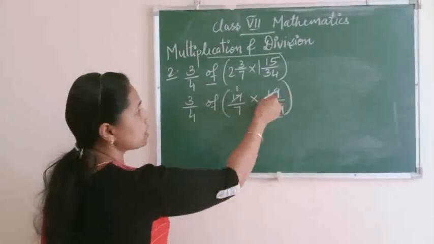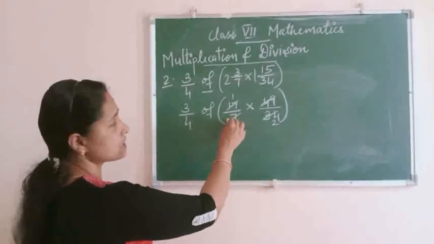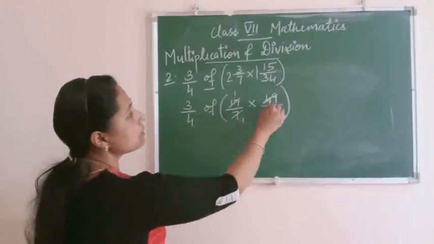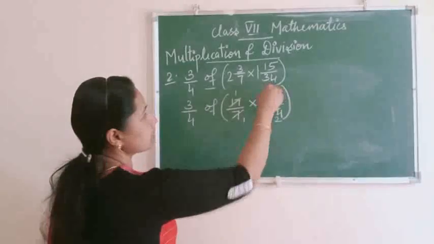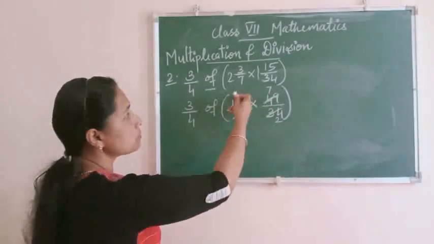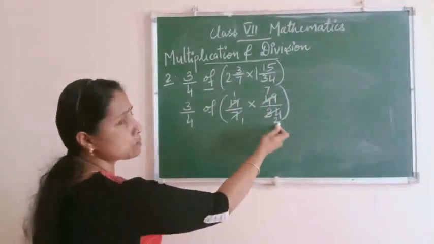The same way, 49 and 7 also you can do the cancellation. 7 divided by 7, 1 will come. 49 divided by 7, 7 will come. Now the remaining numerators you can multiply together, and denominators also multiply together.